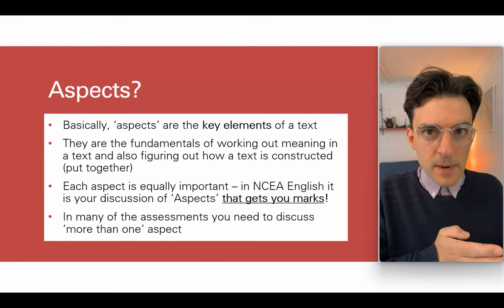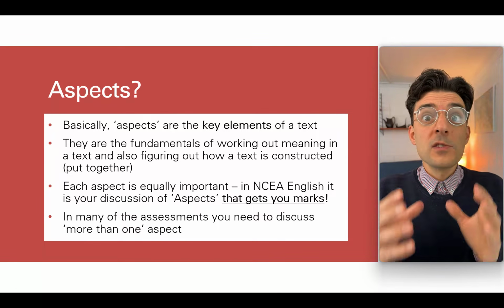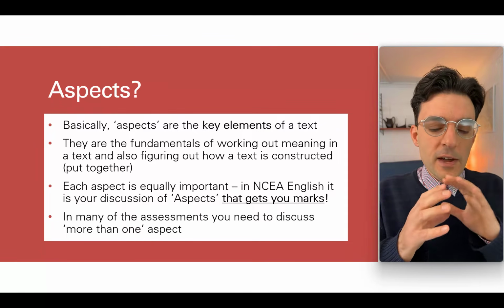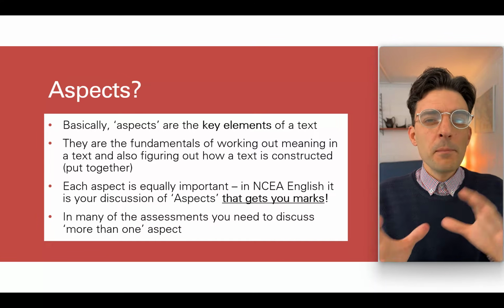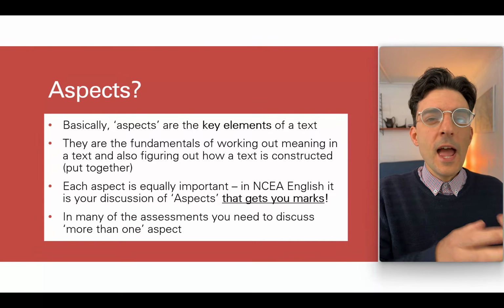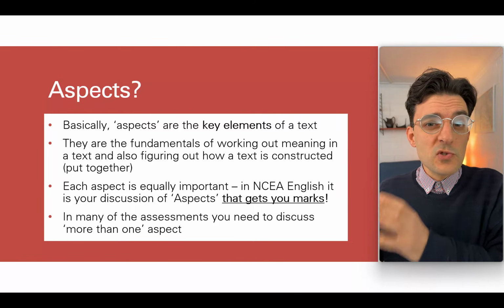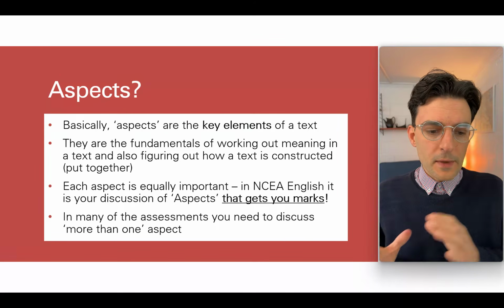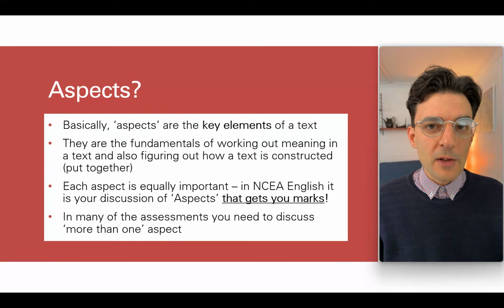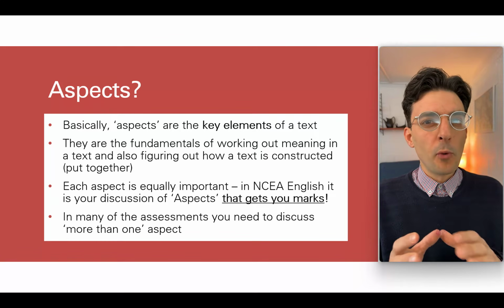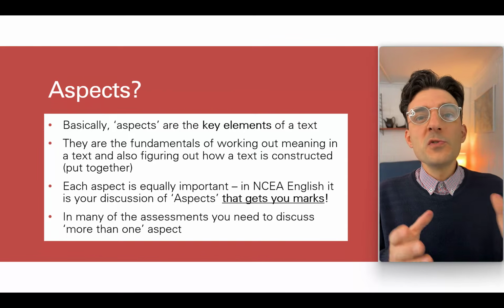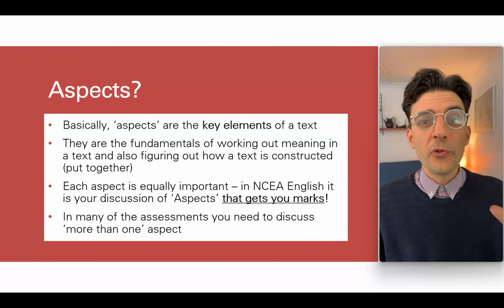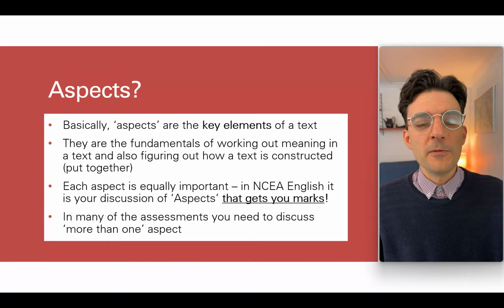So aspects are key elements of a text, right? And they're really fundamental to 2 things within a text: establishing meaning within the text, and then thinking about how that text was constructed and put together. Now, each of the 4 aspects that I'm about to run through is equally important. There's no one aspect that's maybe more important than the rest, although there is one aspect that students gravitate towards the most, the most popular aspect, if you will, and I'll tell you what that is very, very shortly.